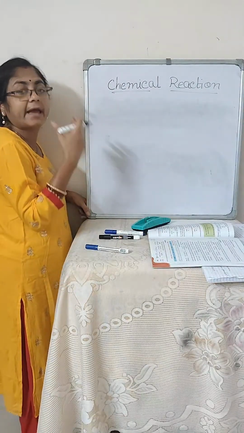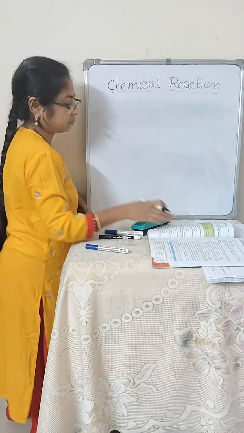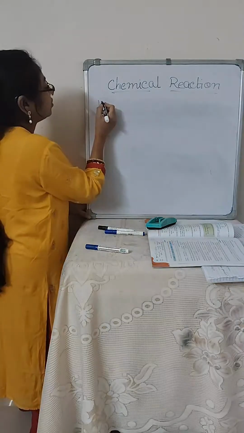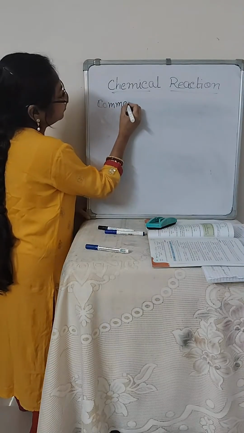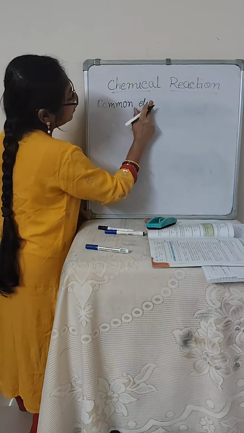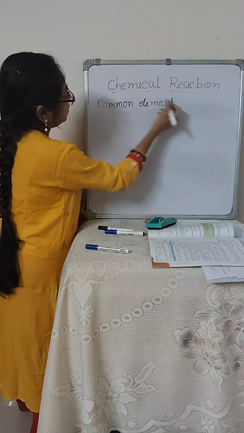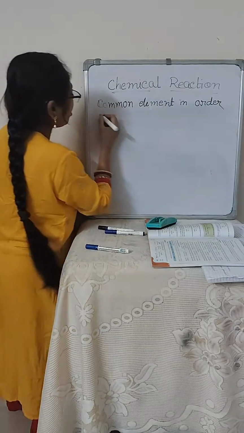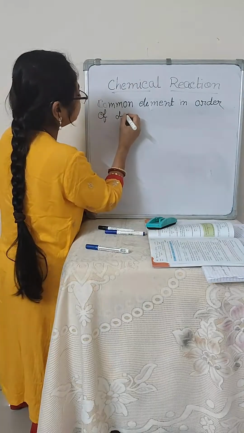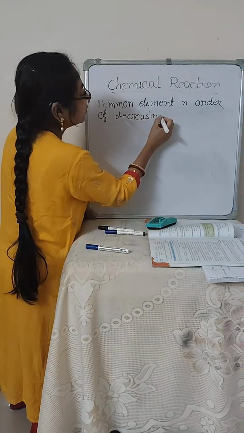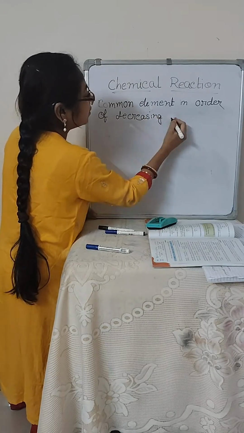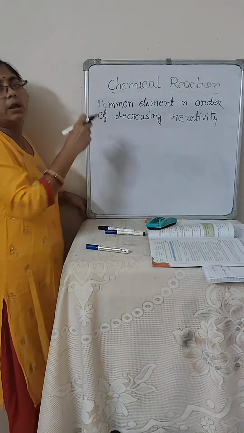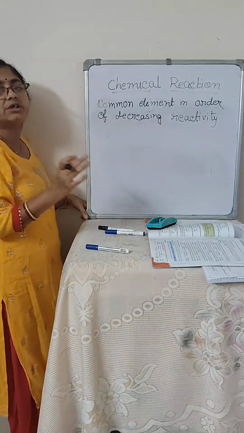How is the activity and reactivity of elements? Accordingly I make a chart: common elements in the order of decreasing activity, reactivity. Accordingly you can identify which is the more active element and which is the less active element.